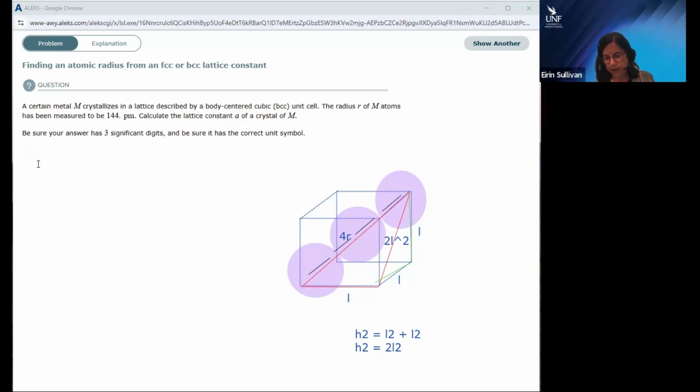So 4R is going to be the hypotenuse, right? So 4R all squared. And then that bottom edge length is just going to be L. So just substituting into Pythagoras, that'll be L squared, and then plus that other edge length we know is 2L squared. So we have 2L squared.